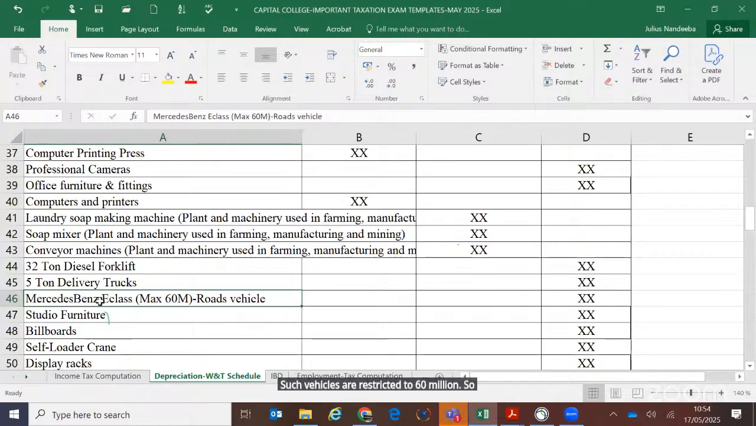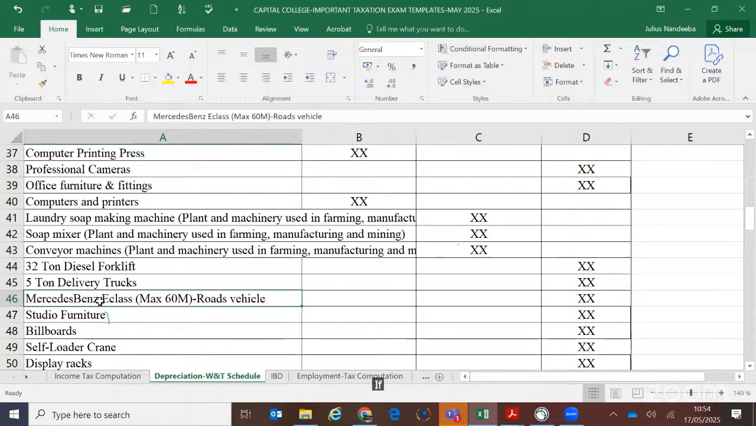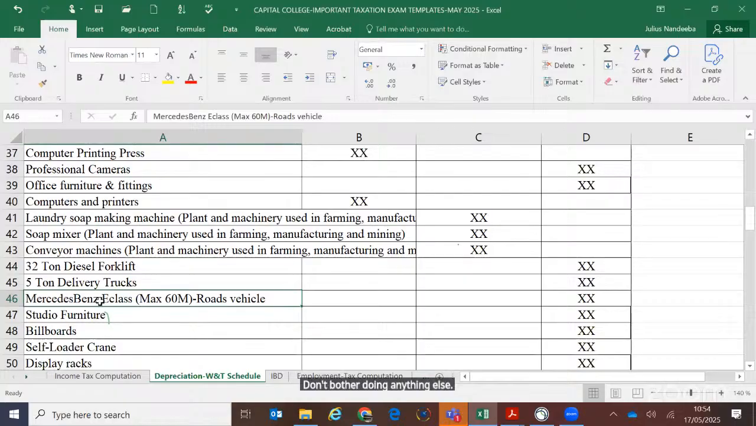So they have purchased a Mercedes-Benz, they have purchased a Land Cruiser, they have purchased a Pajero, for the MD or whatever it is. If the cost of that vehicle is beyond 60 million, in the wear and tear schedule you're only going to put 60 million. And if in that exam they have not told you that that very vehicle was disposed of, don't bother doing anything else. You only pick your 60 million, press it in the wear and tear schedule. The balance, leave it as is.